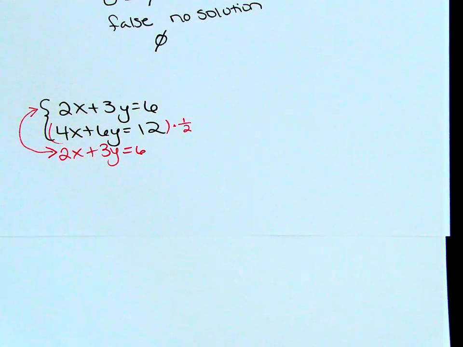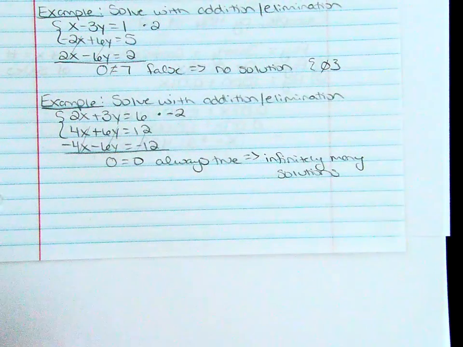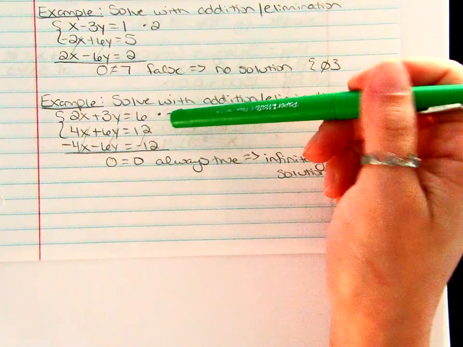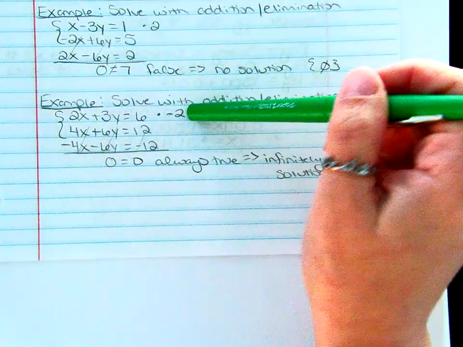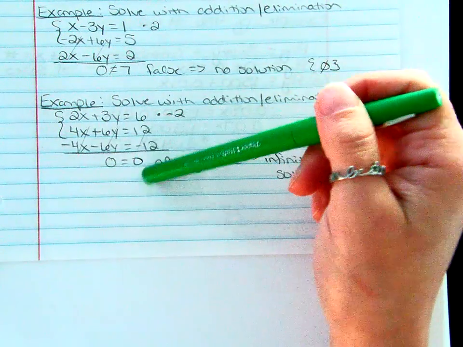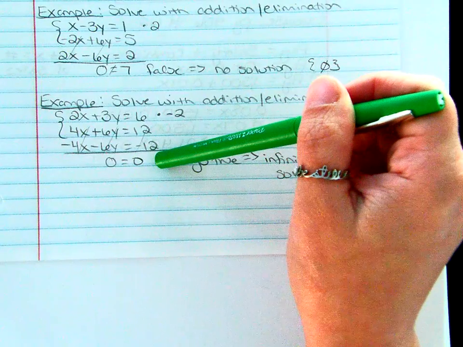Because sometimes, if it's not written right on top of each other in the ax plus by equals c formatting, you might not see it straight out of the gate, like you did here. And if you don't see it straight out of the gate, let's pretend like we didn't, we would have multiplied the top equation by a negative 2, and then when we add them together, both of our variables go away, but we get a true statement, because everything goes away. We get 0 equals 0. That's always true. And because it's always true, we have infinitely many solutions.